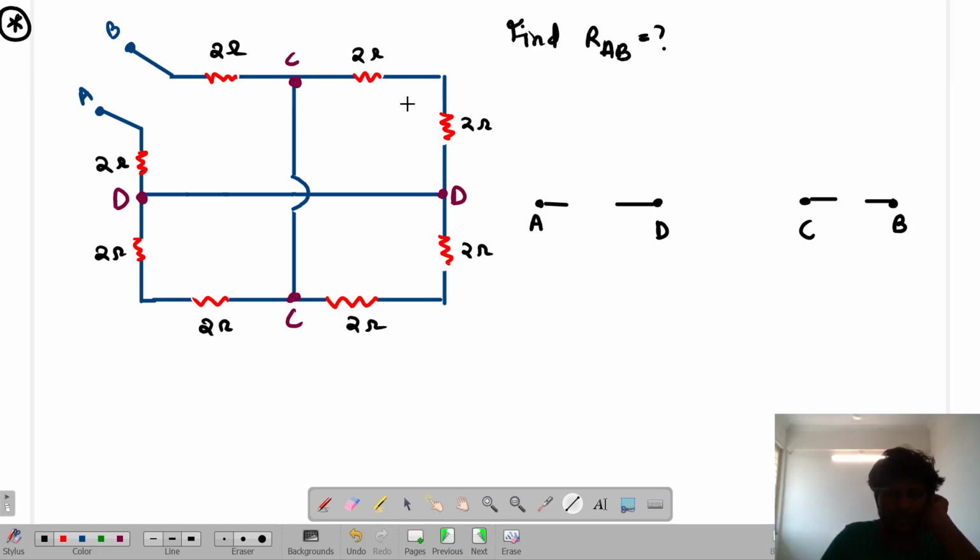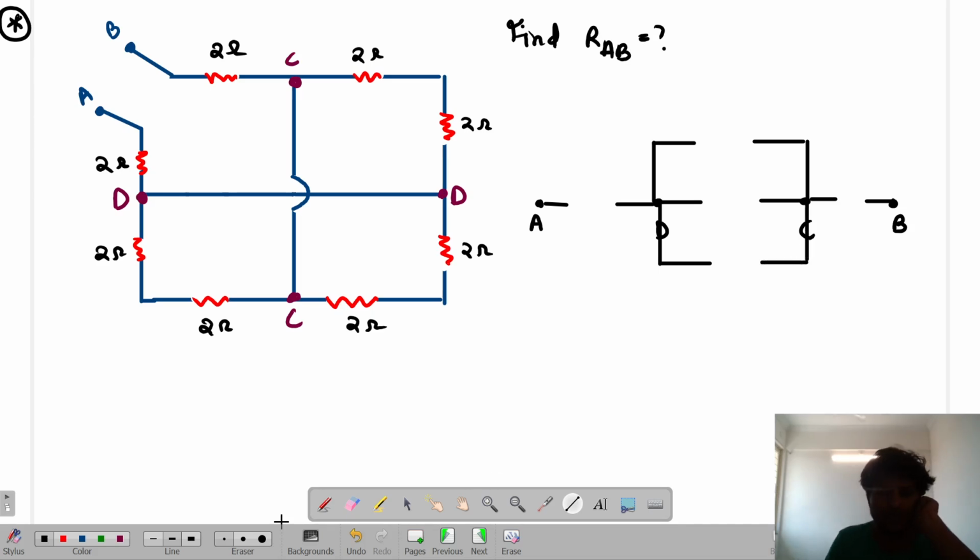2 plus 2 is how much? 4. Basically, can I write it as 4? And then once again D to C, once again 2 plus 2 is how much? 4. And then once again C to D, one more is there, which is how much? 4. Correct. Now it is completed or not?